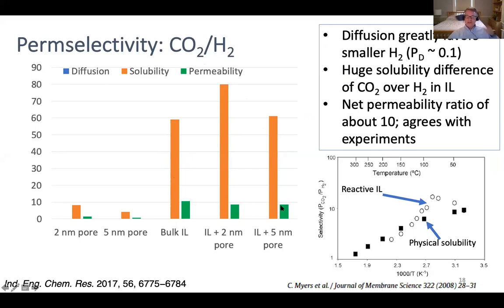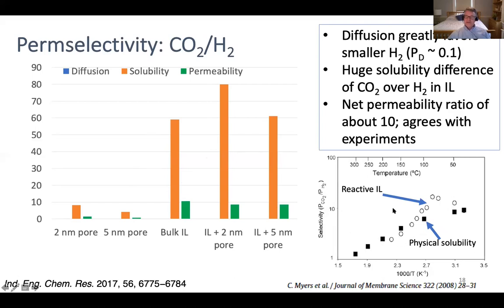And what's interesting is if you compare that to experimental data on the same system, CO2, hydrogen, this is actually work that we did many years ago with experimental collaborators at the National Energy Technology Lab. So they fabricated these supported ionic liquid membranes, and these open symbols, which I'm calling physical solubility, that's the solubility mechanism that's driving the separation of CO2 hydrogen in this particular ionic liquid.